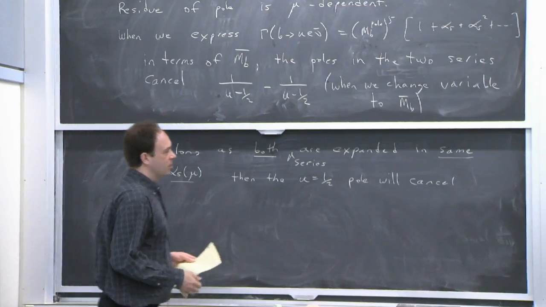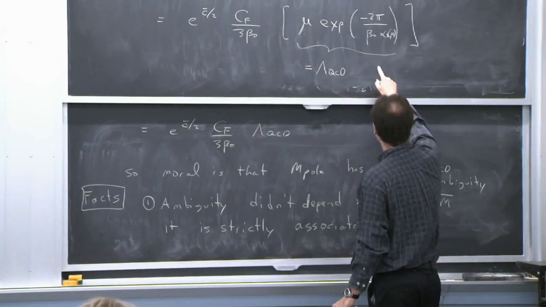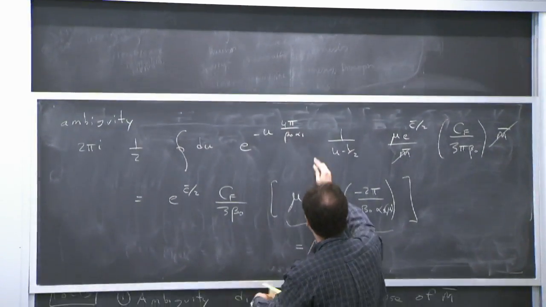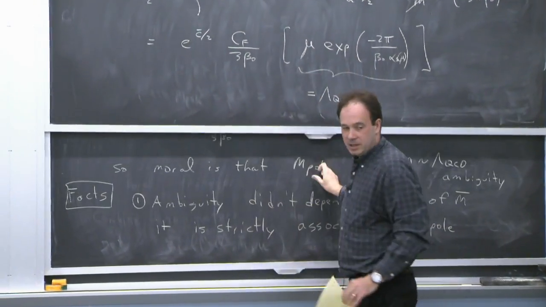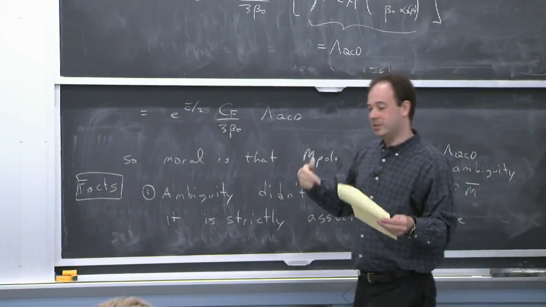And you can also think of that as being related to the fact that the Borel variable u itself was defined as the conjugate variable to something that was mu dependent. So even the definition of u involves alpha at a particular scale, mu.